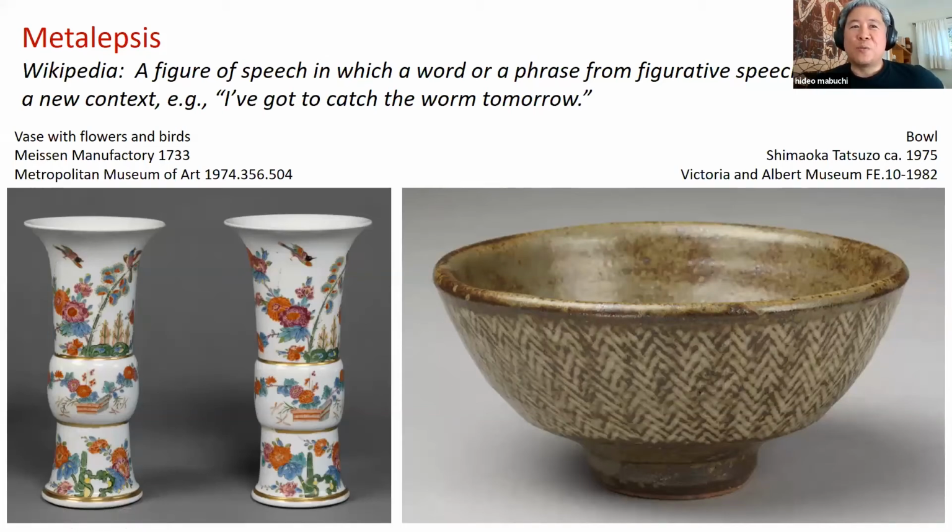So one other fancy trope word that I learned when I was putting together this lecture, the term metalepsis. If you look at Wikipedia for a definition, metalepsis is a figure of speech in which a word or a phrase from figurative speech is used in a new context. For example, "I've got to catch the worm tomorrow." That worm reference originally comes from "the early bird catches the worm," so it's something about being early. If you say something using that in a new context, like "I've got to catch the worm tomorrow," what you're trying to say is that I have to get up early tomorrow, but you've borrowed something from one figure of speech and you're using it in a new context.